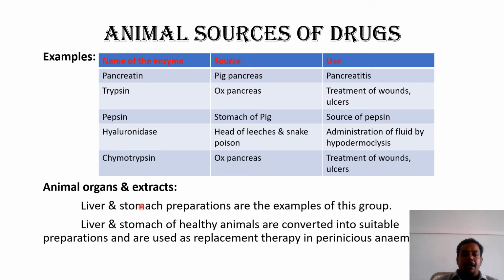And next, animal organs and extracts. So liver and stomach preparations are the examples of this group. As we had seen earlier also, these liver or pancreas or stomach preparations are used as a source of various hormones and various enzymes too. Right? So liver and stomach of healthy animals are converted into suitable preparations and are used as replacement therapy in pernicious anemia. As we all know, pernicious anemia is a type of anemia in which there is a deficiency of vitamin B12. So for the treatment of pernicious anemia, we can use healthy liver or stomach preparations. Right.